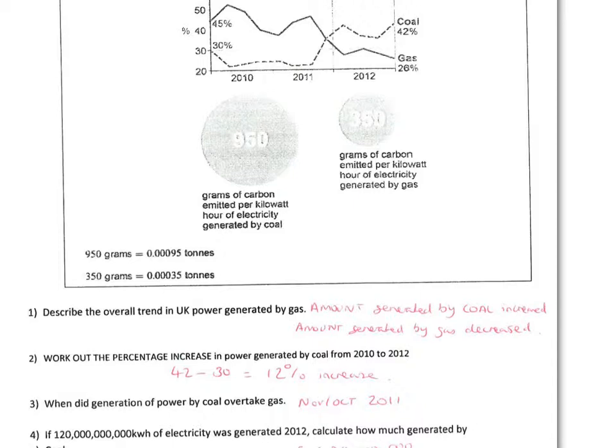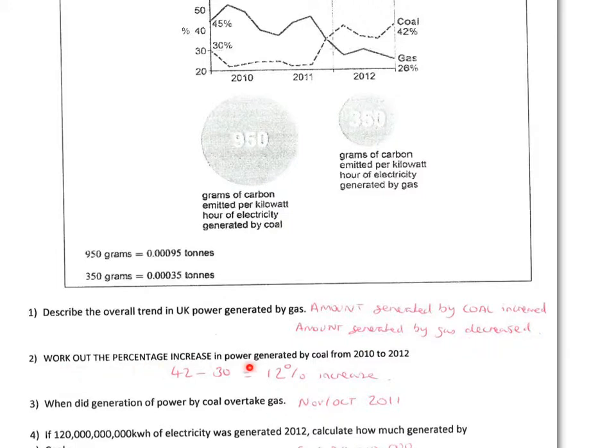In these graphs over here, you may be asked some simple questions and some very complicated questions. You should be able to pick up the marks for the simplest ones first. Describe the overall trend of UK power generated by gas. The main thing this is showing is that the amount of gas we're using to generate electricity has decreased, and the volume of coal we're using has increased. So the total amount of electricity generated by coal has increased, the amount generated by gas has decreased.